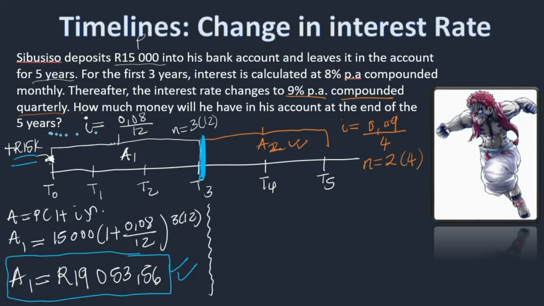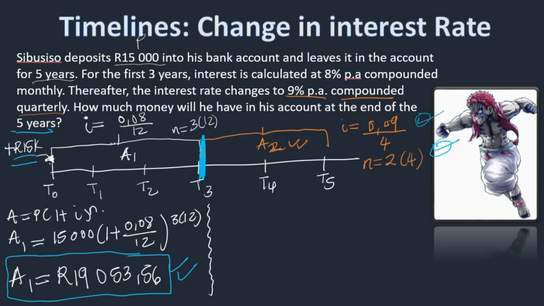So I calculated this 15,000 up until year number 3. Whereas this question is running for 5 years. But what I did, I calculated up until year number 3. Why? Because after year number 3, things change. Right? So the money that I have now in the end of year number 3, the beginning of year number 4 now, I'm only left with year number 4 and year number 5. So at the end of year number 3, things change. I now need to dump the old methods and use the new methods here, right?